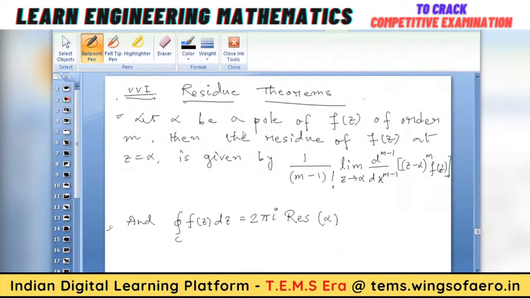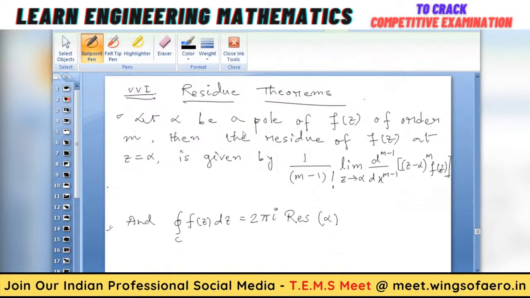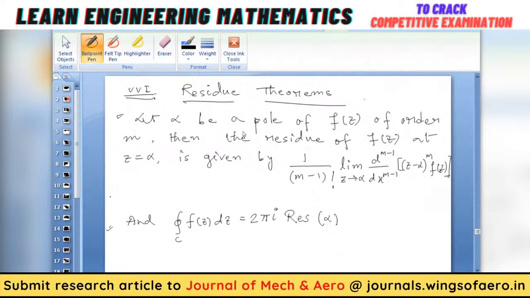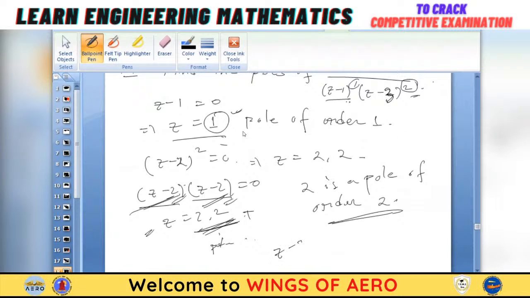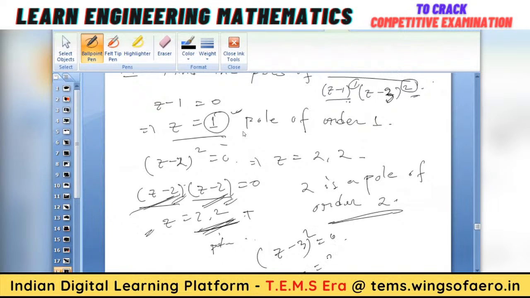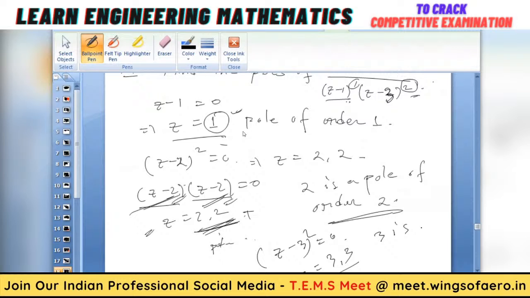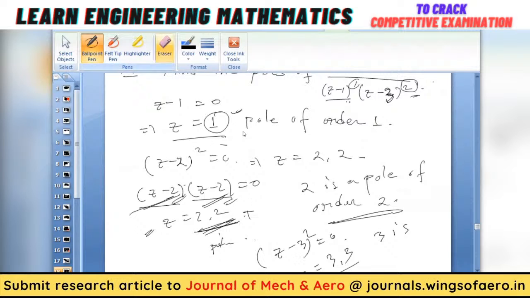Sir, will the poles and orders be different in any case? Yes, the poles and orders may be different. Just suppose I take this one as z minus 3, z minus 3 whole square. Then z minus 3 whole square equal to 0 gives z equal to 3, comma. Then 3 is a pole of order 2. It may be different, it may be the same.